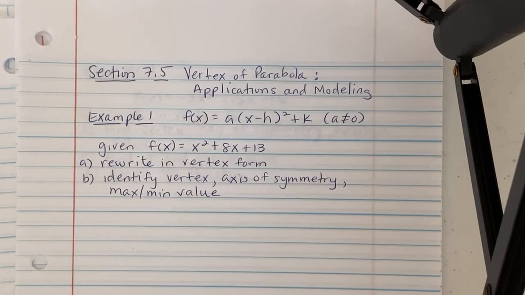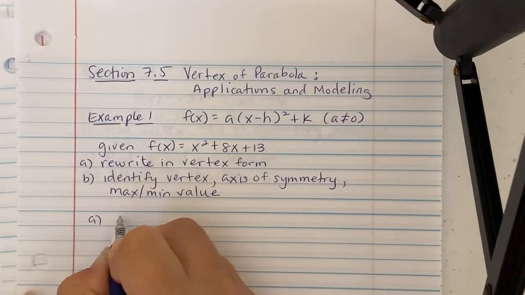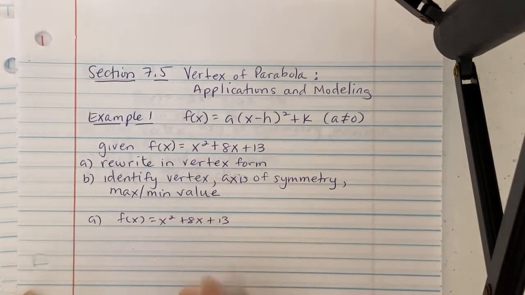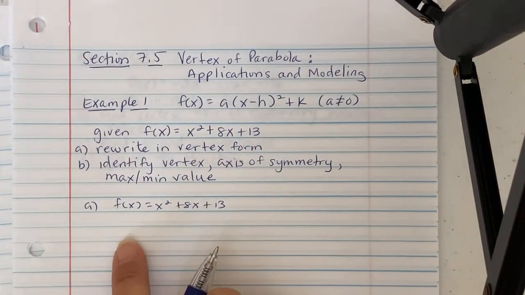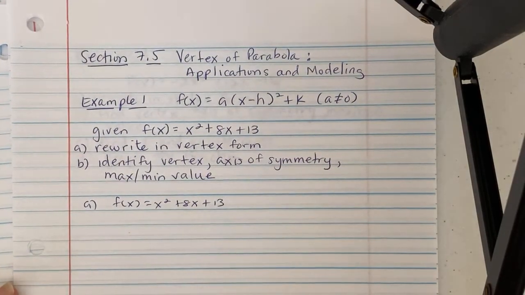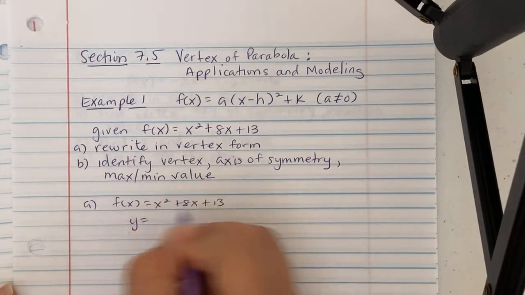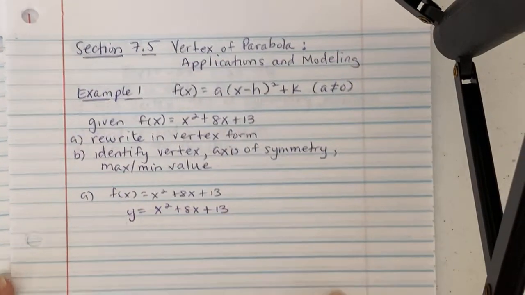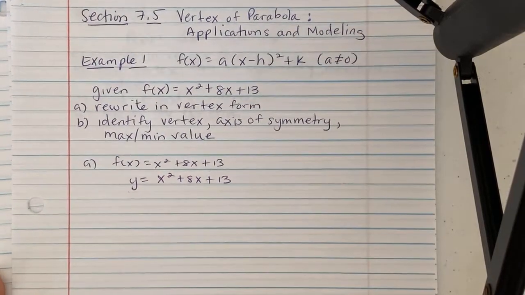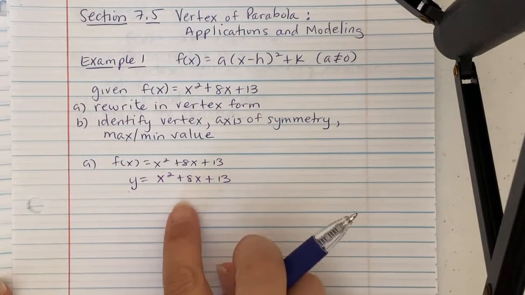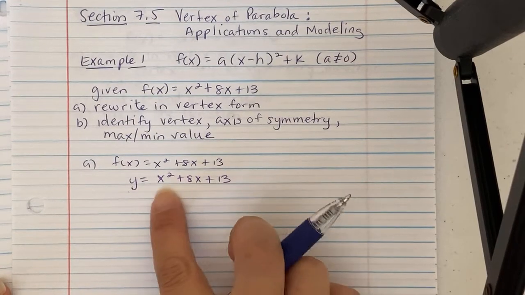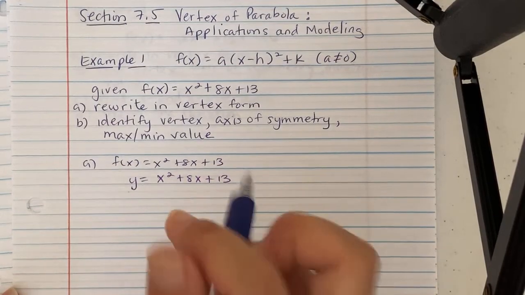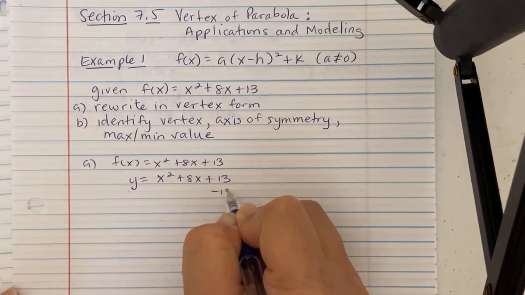So we start with part A. We have our equation f of x equals x squared plus 8x plus 13. The first thing I'm going to do is remember, f of x is always the same thing as saying y equals. So I'm going to rewrite this to say y equals x squared plus 8x plus 13. And now I'm going to do my change. Remember, in order to do completing the square, we want our variables, the x squared and the 8x, to be by themselves. So I'm going to subtract 13 over.